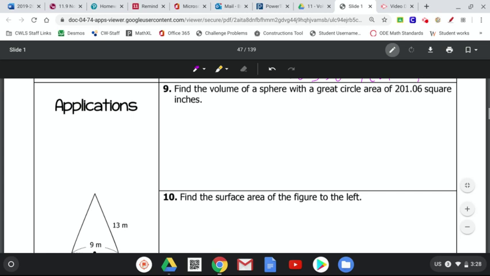All right, guys, so on to the application problems, just a little bit different. These are going to be a little bit more challenging rather than being straightforward. So number 9 says, find the volume of a sphere with a great circle area of 201.06 square inches. So we got a lot to do here.